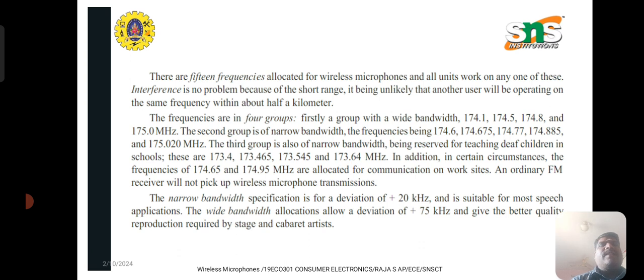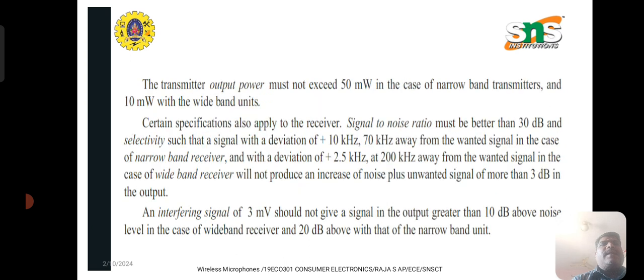A narrow bandwidth is specified with a deviation of plus or minus 20 kHz and is suitable for most speech applications, whereas the wide bandwidth allocation allows a deviation of plus or minus 75 kHz and gives the better quality reproduction required by stage and cabaret artists. The transmitter output power must not exceed 50 milliwatts in the case of a narrowband transmitter and 10 milliwatts with wideband units.